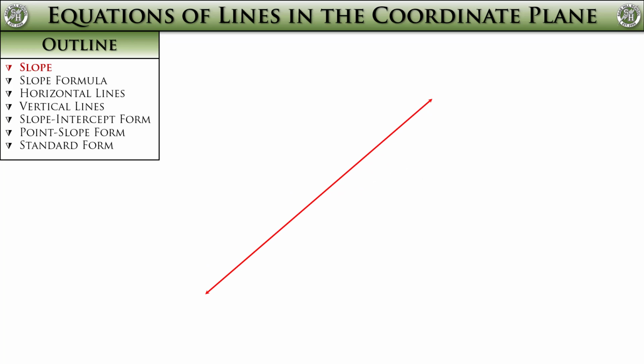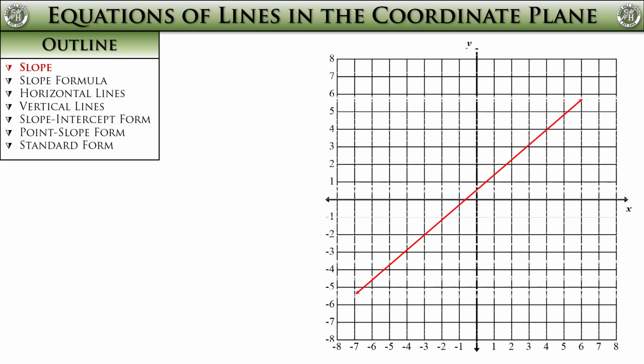First up is slope. Slope measures how steep a line is. Generally speaking, we will be talking about lines plotted on a Cartesian plane. If we look at this line going from left to right, it is going up, and it will have a positive slope. If instead we have a line going down from left to right, then it will have a negative slope. I'll deal with horizontal and vertical lines in a bit.